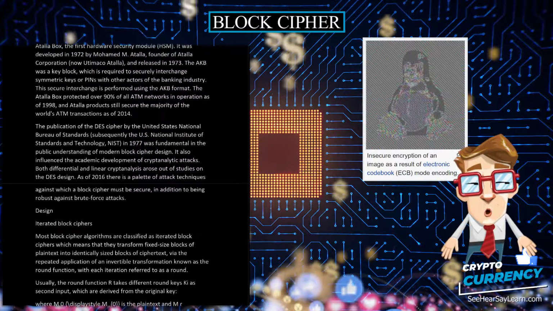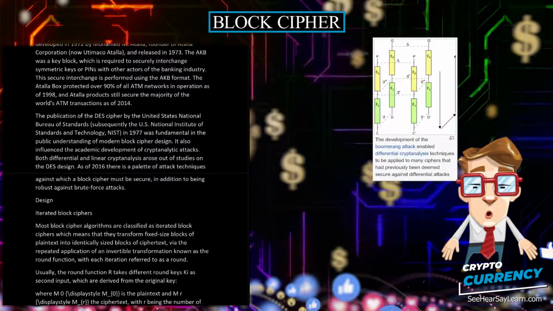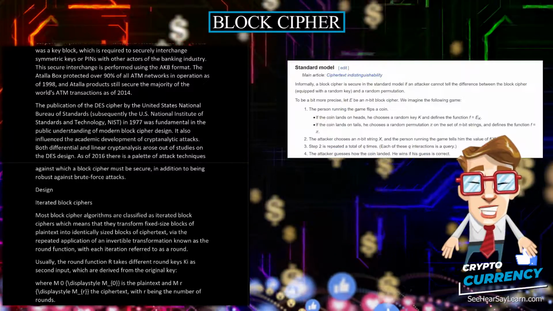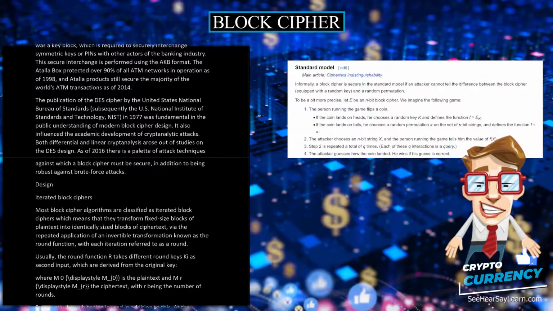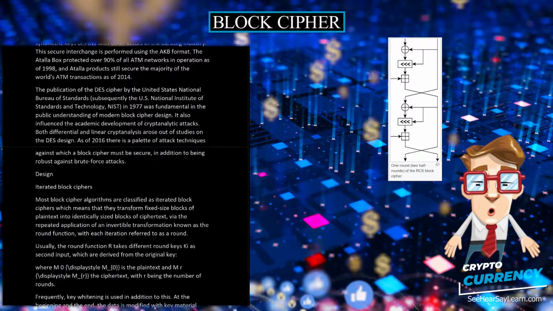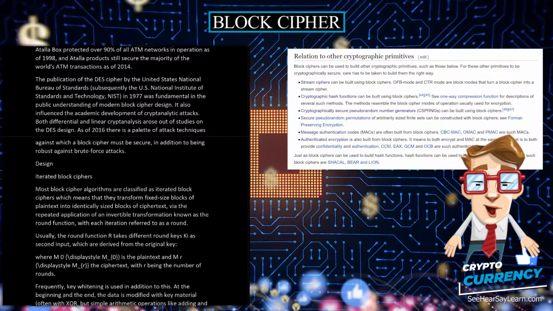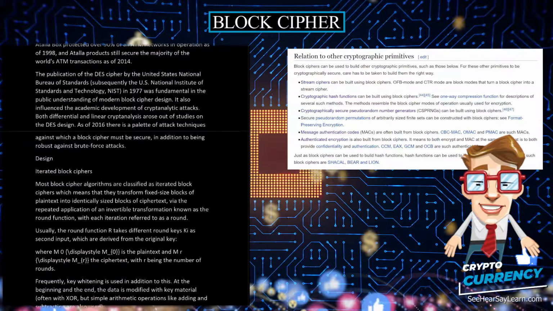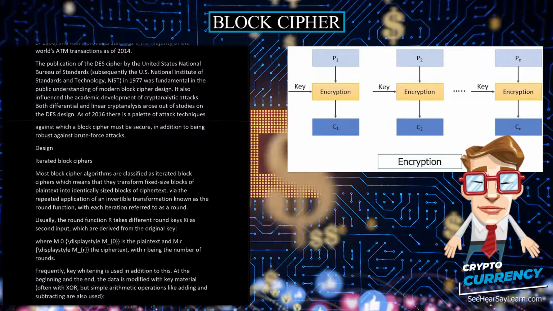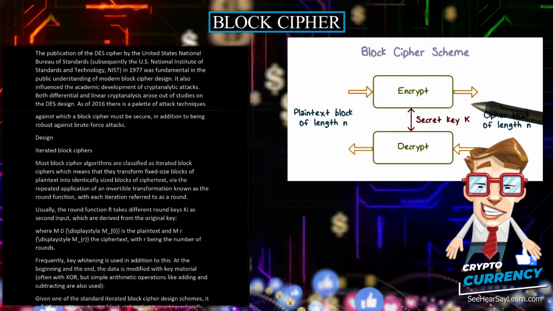The publication of the DES cipher by the United States National Bureau of Standards, subsequently the U.S. National Institute of Standards and Technology, NIST, in 1977 was fundamental in the public understanding of modern block cipher design. It also influenced the academic development of cryptanalytic attacks. Both differential and linear cryptanalysis arose out of studies on the DES design. As of 2016, there is a palette of attack techniques against which a block cipher must be secure, in addition to being robust against brute force attacks.